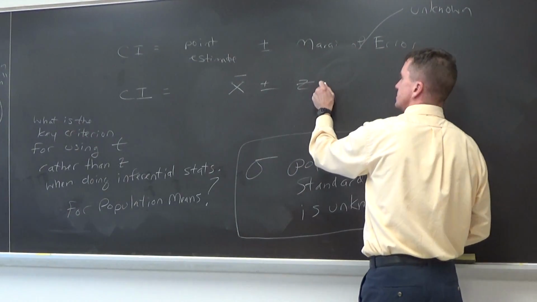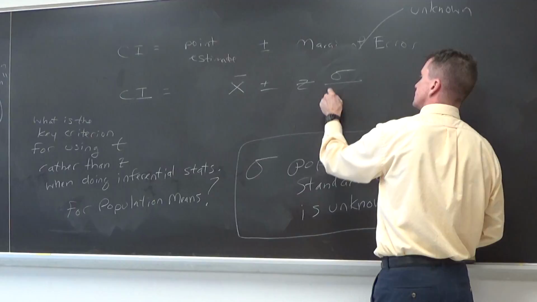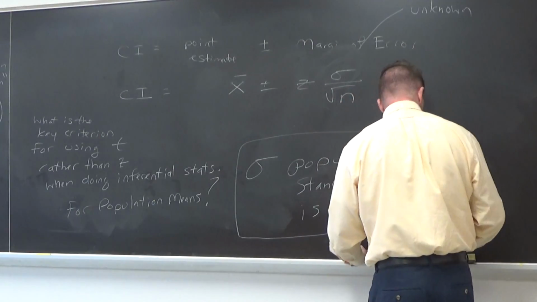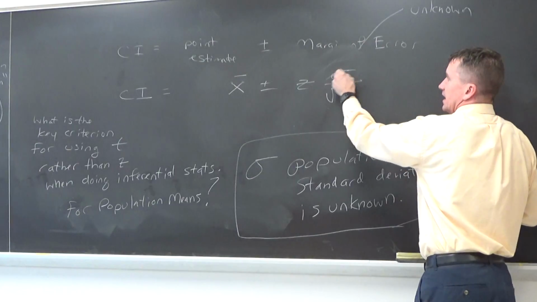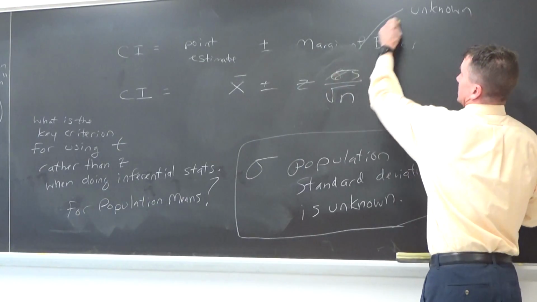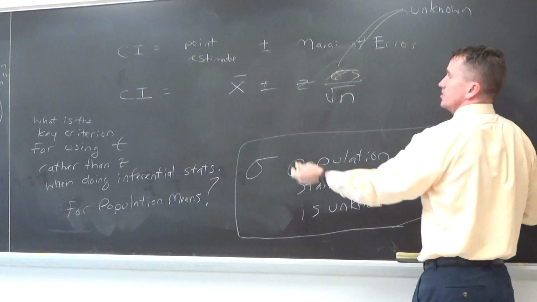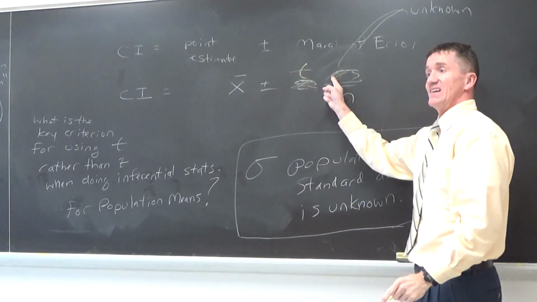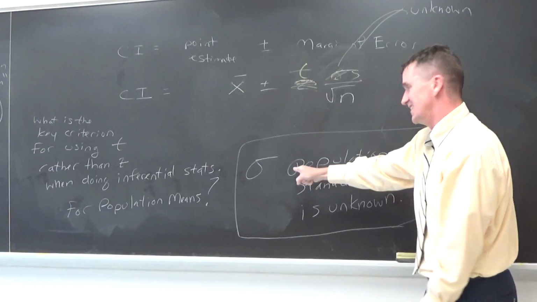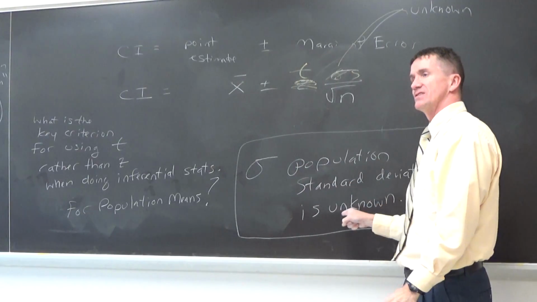Remember I had this first? And I had this? Well, what was Gossett using in place of this? Yes. Because we didn't know this, it was unknown, he used this, it caused trouble, so then we had to replace this with a what? T. But what started it? That thing. What is it? The population standard deviation. It's unknown.